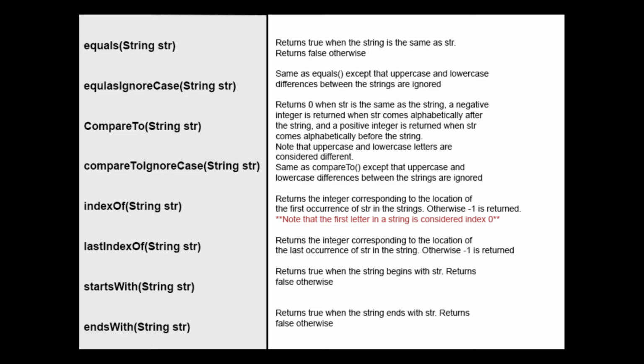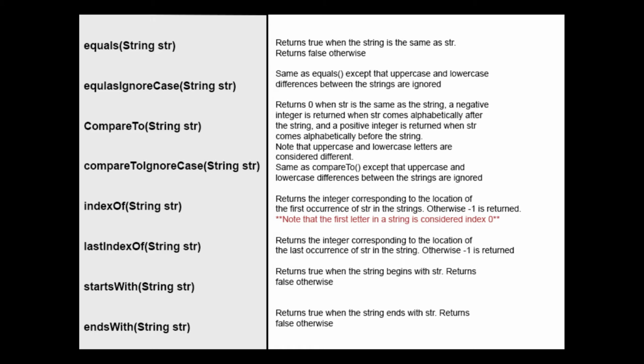Next, we have compare to. What compare to does, returns 0 when str is the same as a string. A negative integer is going to be returned when str comes alphabetically after the string. And a positive integer is going to be returned when str comes before the string. Note that uppercase and lower cases are considered different. Same thing goes for compare to ignore case string str. The exact same thing, but the difference between lowercase and uppercases are going to be ignored.